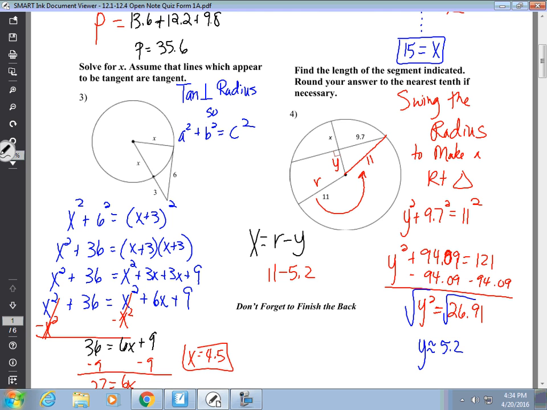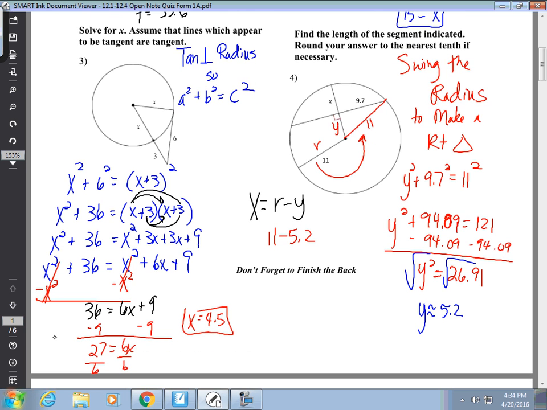You can use your FOIL method, first, outer, inner, and last. Multiply each term or use the distributive property. When we simplify it, we should get x squared plus 6x plus 9. And then when we subtract the x squared on both sides, they cancel out and we get 36 is equal to 6x plus 9. And then solve for x. It was the decimal answer.